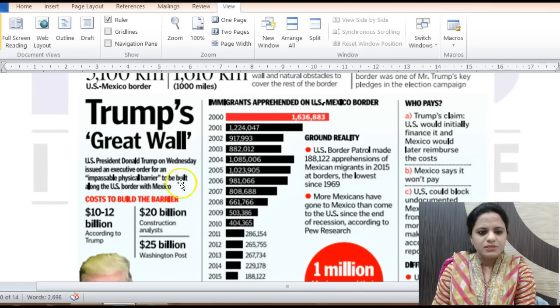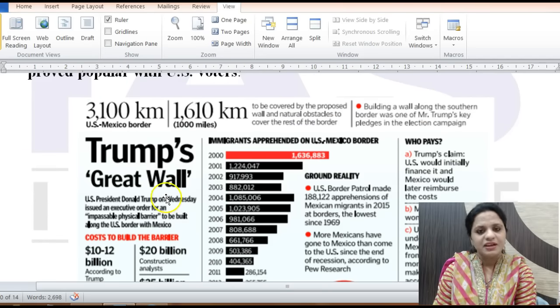Then another proposal he has is the Great Wall. This Great Wall will be a physical barrier separating the US border with Mexico. President Trump says that this will be built with funding coming from Mexico. The Mexican head has clearly stated that Mexico is not going to fund this wall. The US border with Mexico is 3,100 kilometers. Out of this, 1,610 kilometers will be covered by the proposed wall.